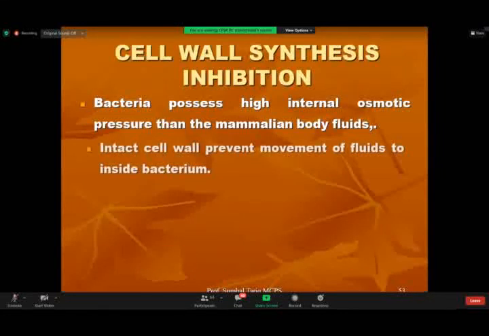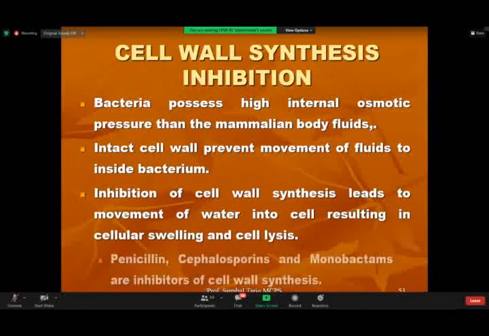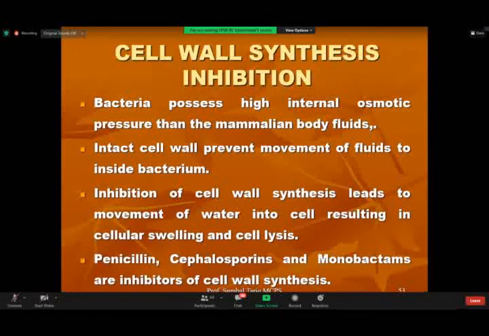देन सेल वॉल सिंथेसिस इनहिबिशन की बात अगर हम करें तो बैक्टीरिया poses high internal osmotic pressure. और हमारी जो बॉडी फ्लूइड्स हैं, mammalian body fluids की हम बात करें ह्यूमंस की, तो हमारा जो osmotic pressure है वो different है from them. It is lower than the bacteria. Intact cell wall will prevent the movement of fluids inside the bacterium. अगर उनकी cell wall intact रहेगी तो body fluids जो हमारे humans के हैं वो bacterium के अंदर enter नहीं हो सकते. Inhibition of cell wall synthesis leads to the movement of water into the cell और this causes cellular swelling and lysis of the bacterium.